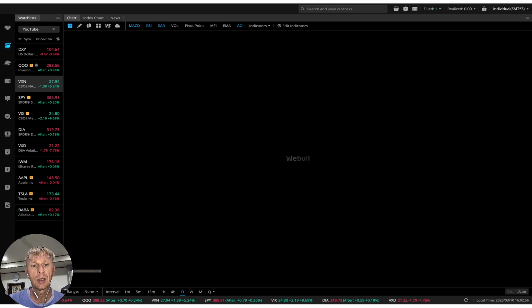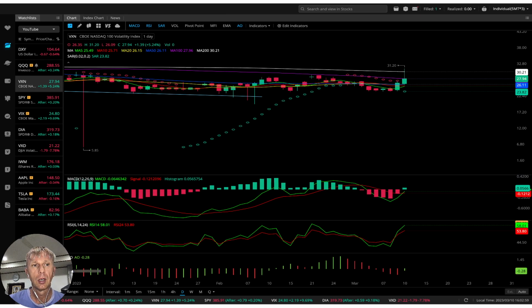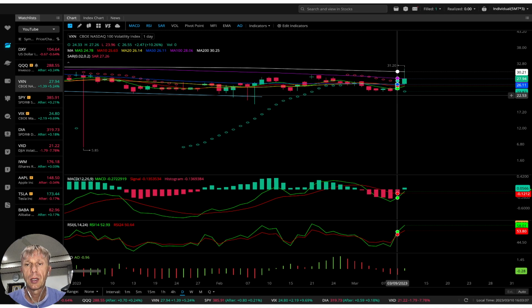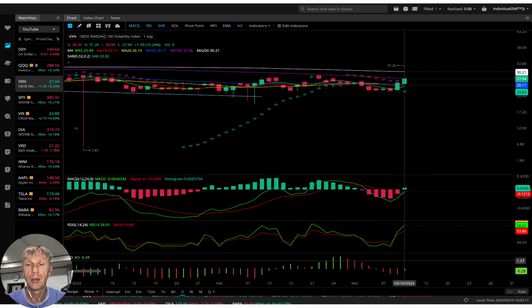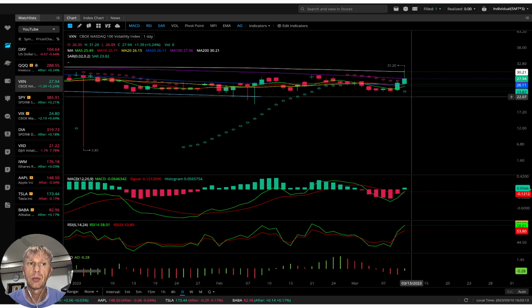Let's check VXN volatility index for Qs. Daily time frame plus 5%. It switched from bearish to bullish on all indicators. Look at that. All indicators bullish. It's bearish for Qs.